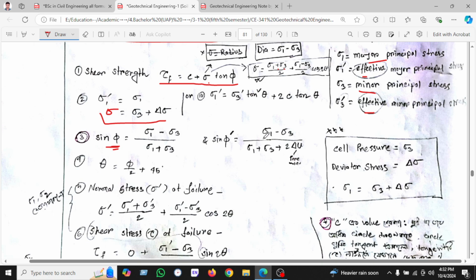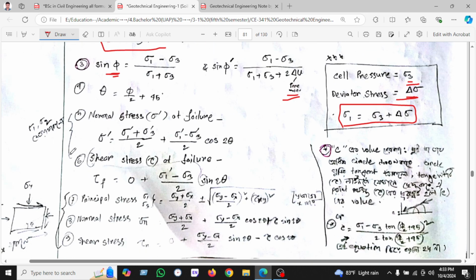And sigma prime is equal to the effective pressure, which we get by adding (sigma 1 minus sigma 3) divided by 2, then (sigma 1 plus sigma 3) plus 2 into sigma del u. So cell pressure is sigma 3, we know, and deviator stress is delta sigma, and this is the basic formula: sigma 1 equal to sigma 3 plus delta sigma. Delta sigma is the deviator stress and cell pressure is sigma 3.